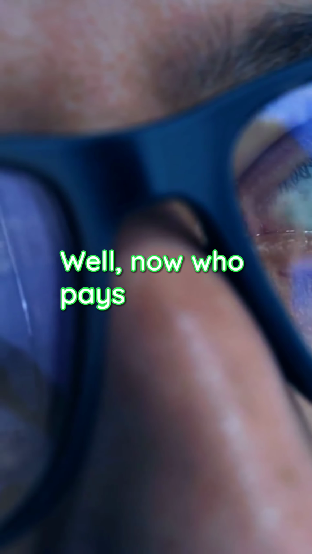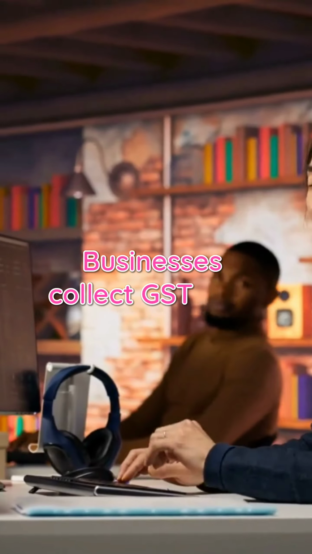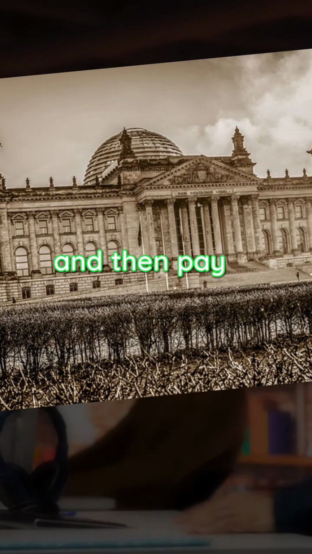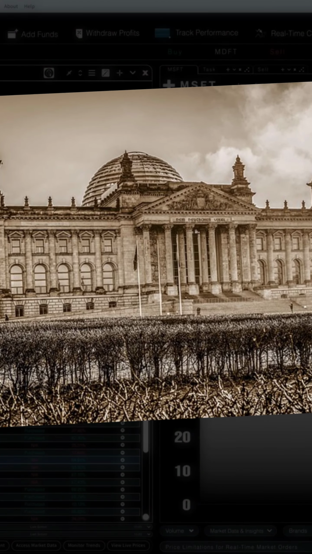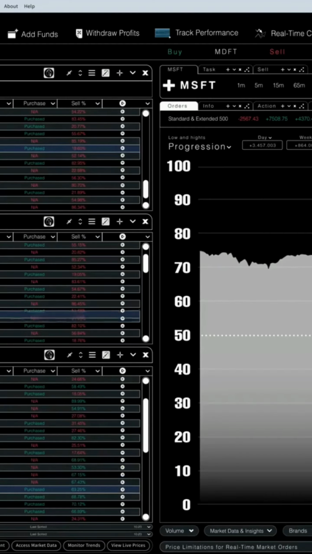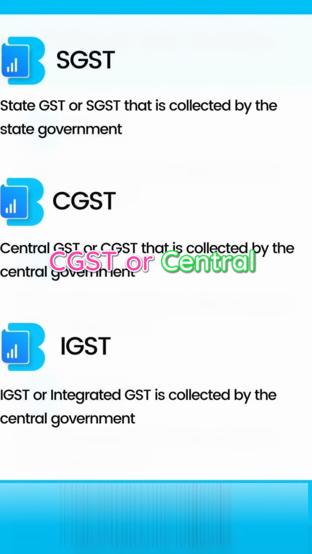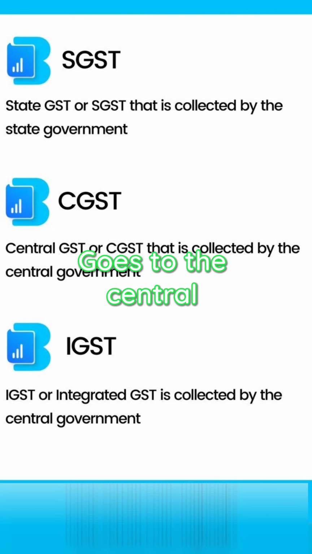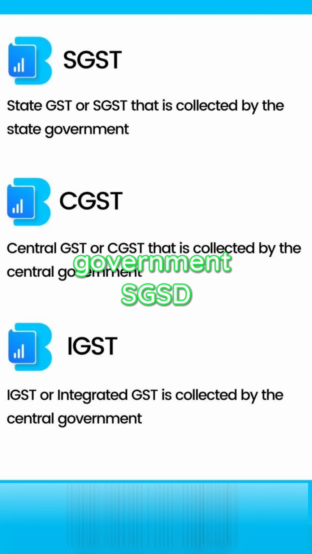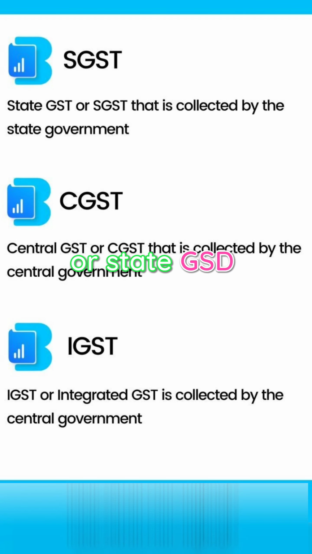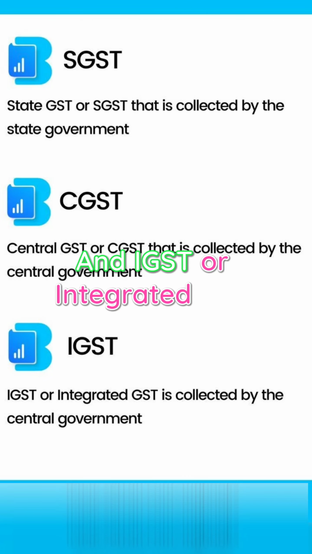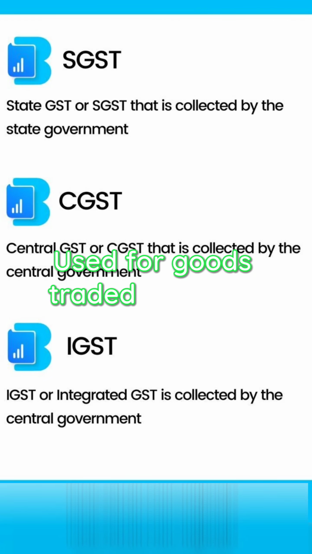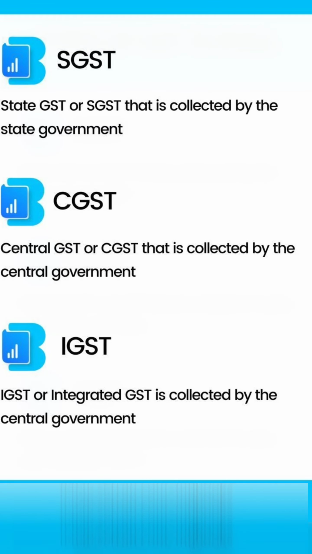Well, now who pays this GST? Businesses collect GST from customers and then pay it to the government. Types of GST. CGST, or Central GST, goes to the central government. SGST, or State GST, goes to the state government. And IGST, or Integrated GST, is used for goods traded between states.